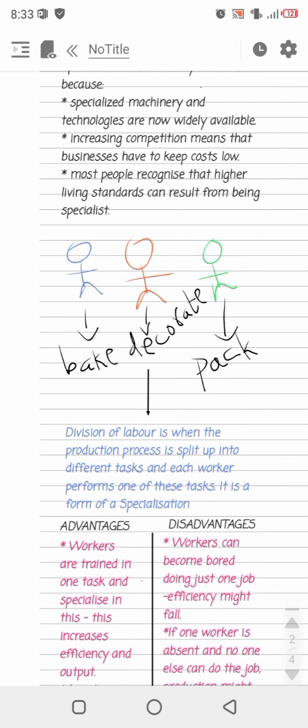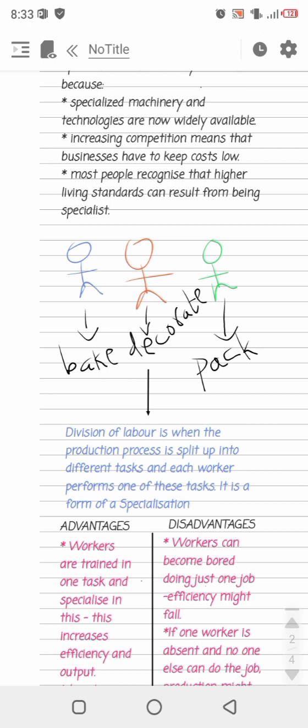So the second point, increasing competition means that businesses have to keep costs low. As I talked about wastage of time, wastage of money. For example, there are a lot of shops that make cupcakes and cakes, and I have a lot of competitors. So in order to compete with my competitors, I have to keep my costs low in front of the customers. And how will I keep my costs low? How will I charge them low prices?